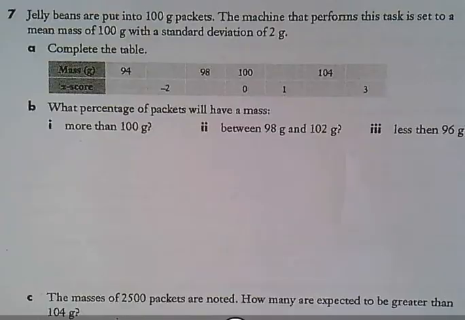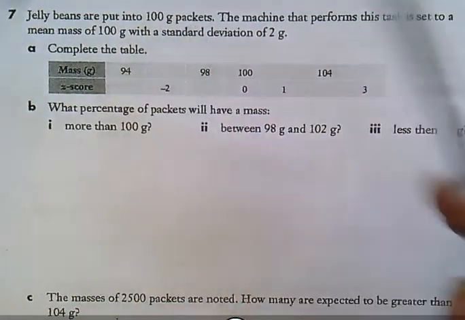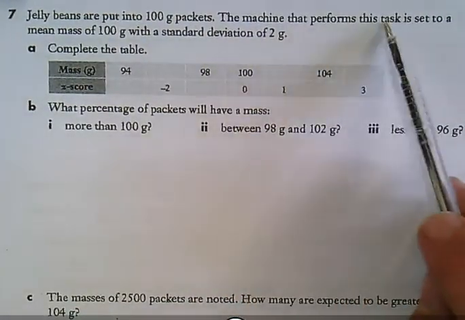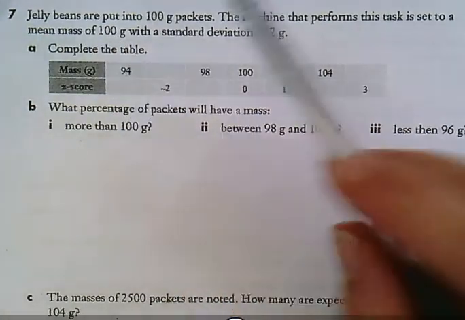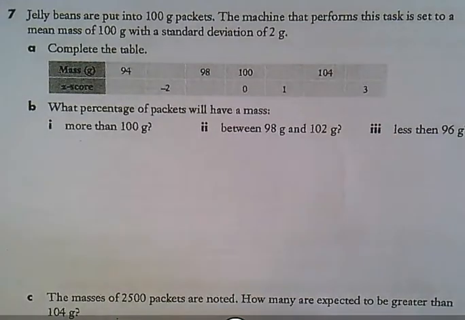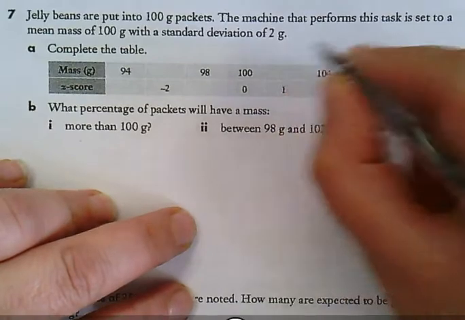Now, use just the numbers and the z-score formula. Jelly beans are put into 100-gram packs, and the machine that performs this task is set to a mean or average mass of 100 grams with a standard deviation of 2. Do you know what you're going to do? So there's your mean. What number should I put above the 1?